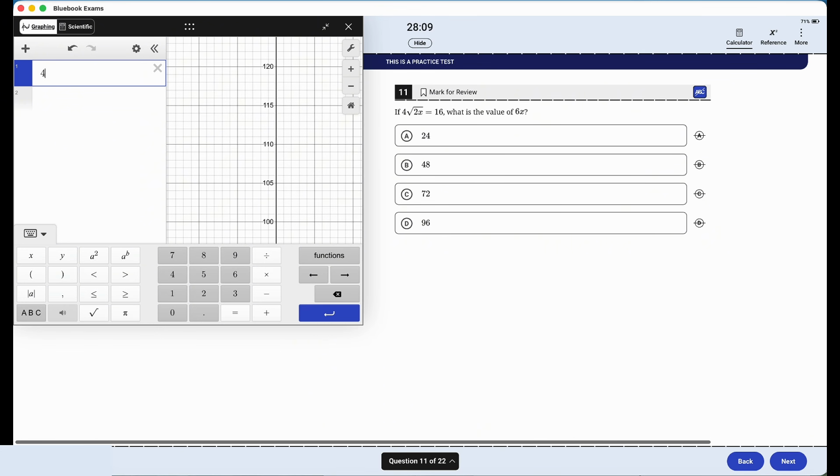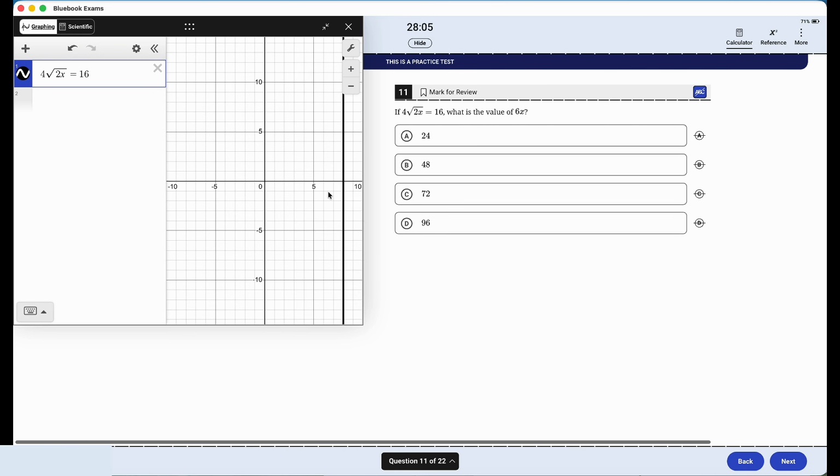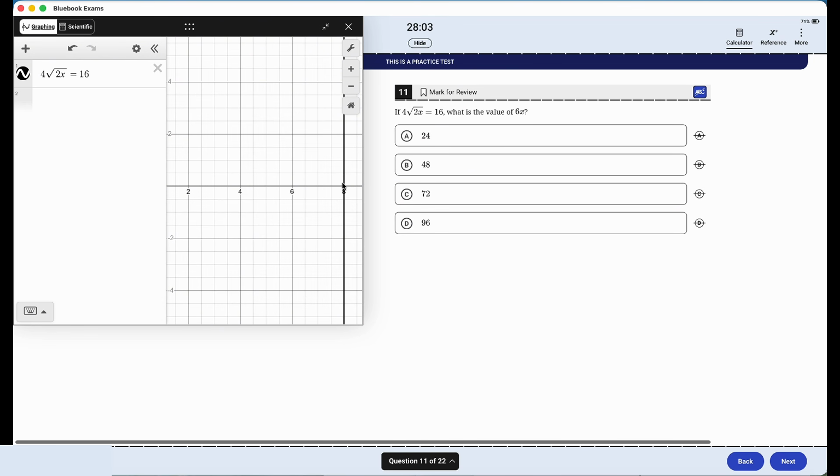Next one, 11 here, pretty simple. You type this equation into Desmos. And again, anytime you type an equation into Desmos, it'll tell you what x is. Sometimes you can't click on it, but if I zoom in on it, I know x is 8. They want to know what's 6x, so 6 times 8, 48.